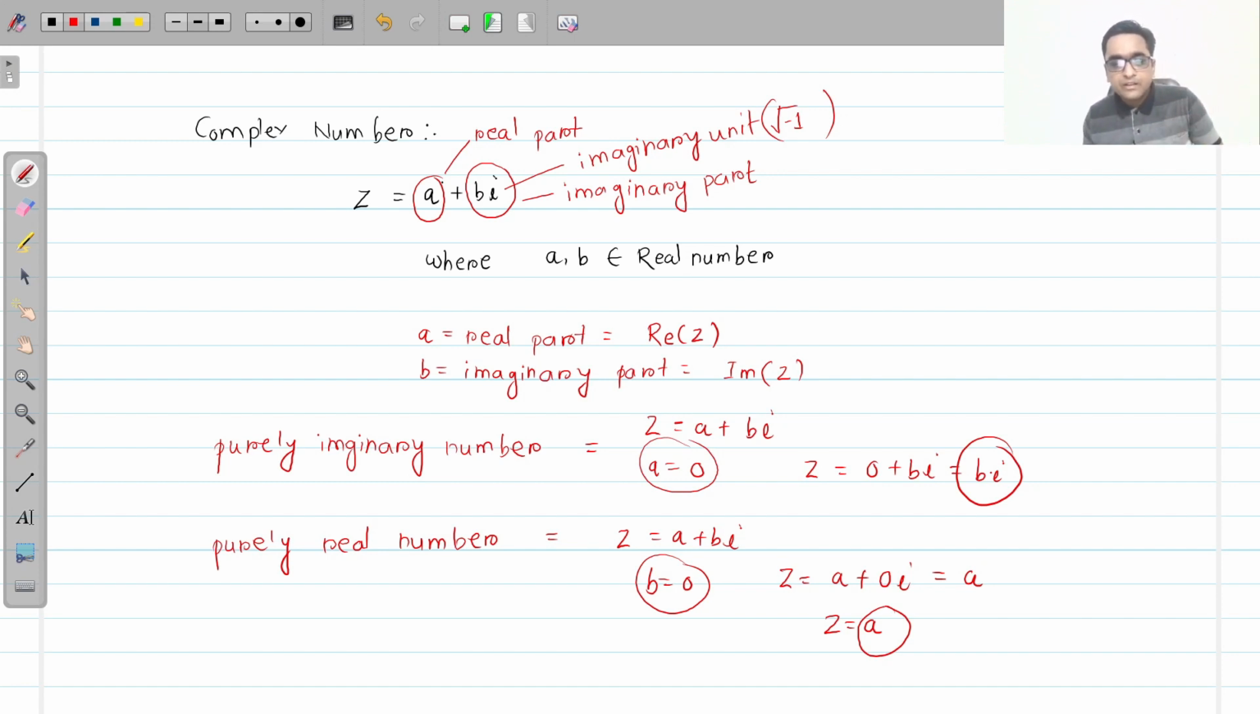So we can simply see here, this real number is also a complex number. So simply we can say that the set of all real numbers is contained in the complex numbers.